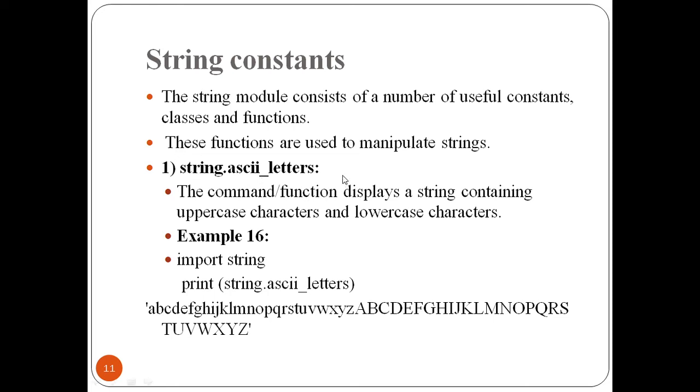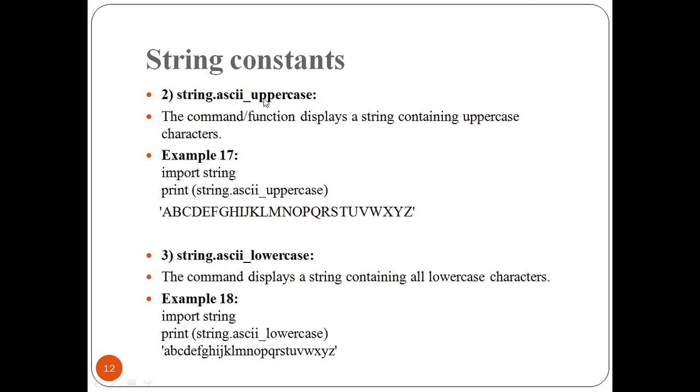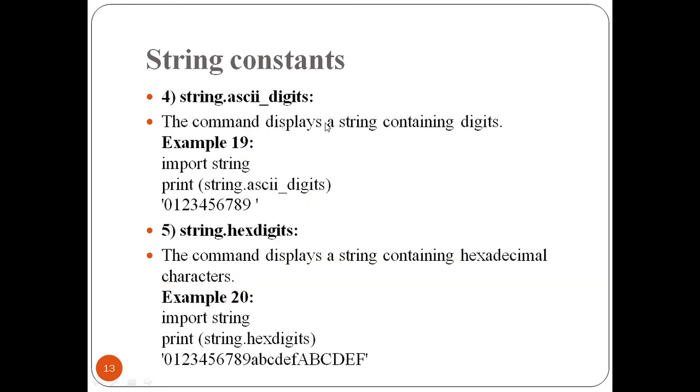ascii_letters means all the letters will be printed here, A, B, C, D, E, F, G and so on, uppercase and lowercase. Next I have ascii_uppercase, which prints only uppercase letters. ascii_lowercase will only print lowercase letters. Next, digits will print only the digits 0 to 9.